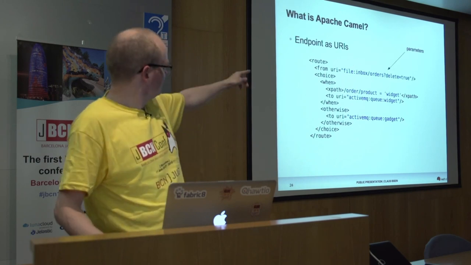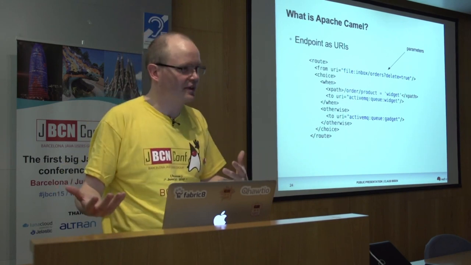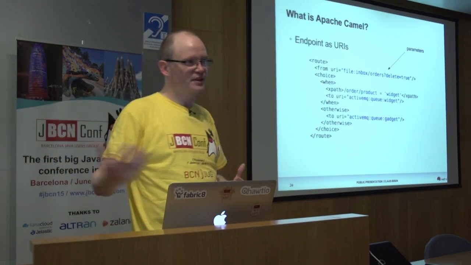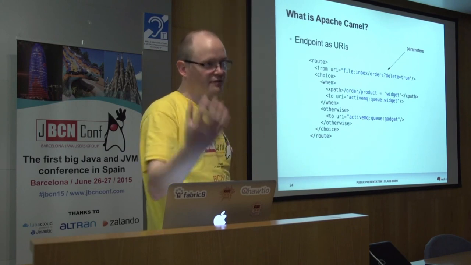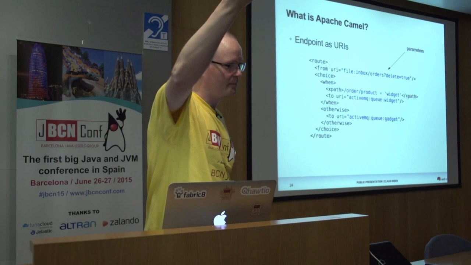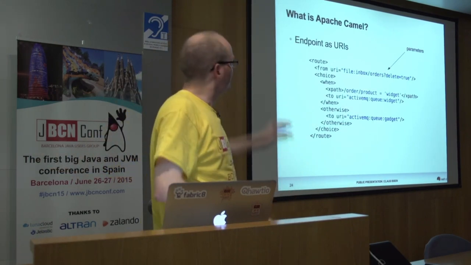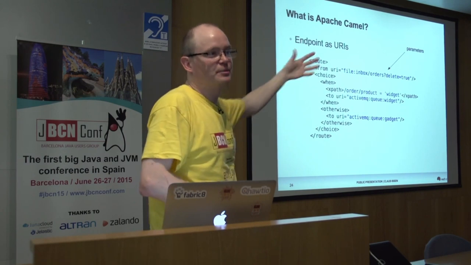You can then configure each component with some options that are component specific. So, for example, with the file component, you can tell it, okay, after you have processed this file, what should you do? You should delete it so it doesn't get picked up again. But you can also move it to some other directory or rename it or leave it as is. So each Camel component has different options you can configure.